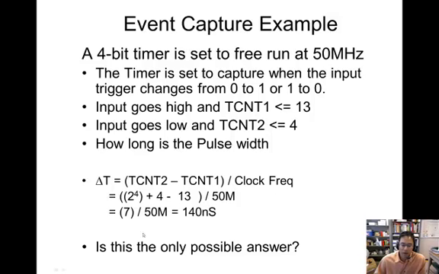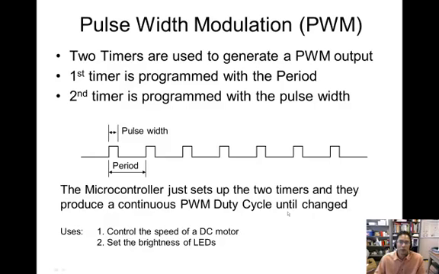Of course, this is not the only possible answer, because what could happen is that rather than roll over once, it could roll over twice, or three times, four times. It could roll over multiple times, so you have to be a little bit careful of that. It's either going to be 140 nanoseconds or another 16 clock cycles beyond that, or some multiple of 16 clock cycles.